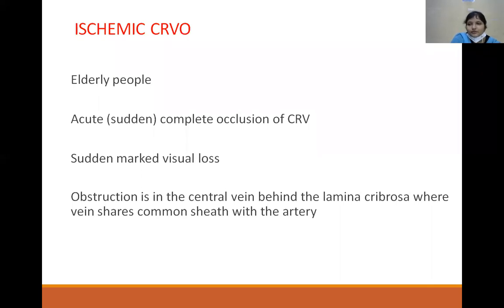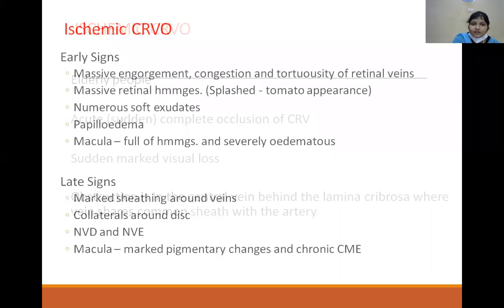And obscuration of the central retinal vein is generally behind the lamina cribrosa, where the artery and vein, they both share a common adventitious sheath. So when they are both in the same sheath, because of age, there is atherosclerosis of the artery. So this thickened artery, it causes pressure on the central retinal vein, leading to occlusion of the central retinal vein. So it is more common behind the lamina cribrosa in elderly individuals.